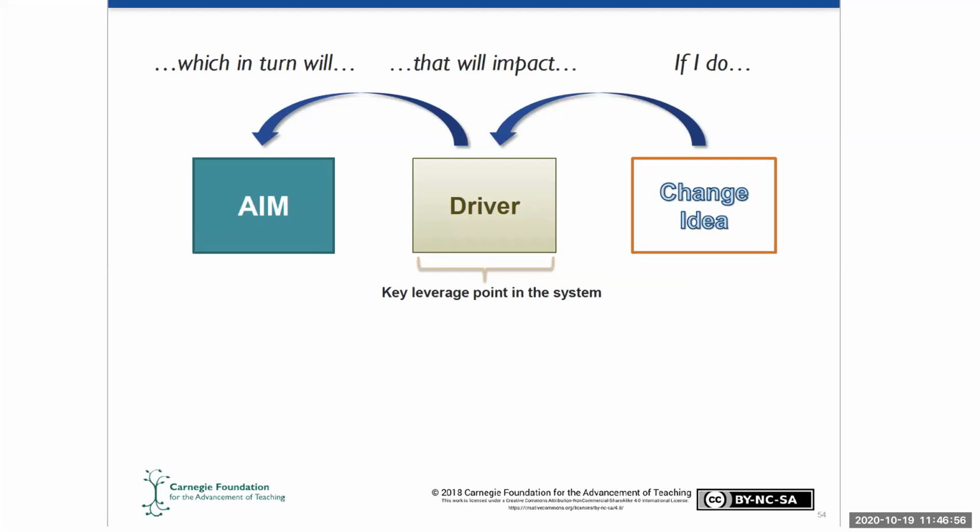And what you're really trying to think about, as you're coming up with these change ideas, is if I do this thing, that will impact this driver, which will in turn impact the aim. So in many ways, it's just about getting really tight and strategic in your solutions so that the solutions are driving something that you know is a key leverage point, and something that you may be able to measure along the way to see if you're making progress.